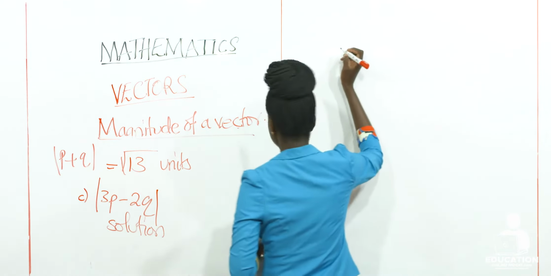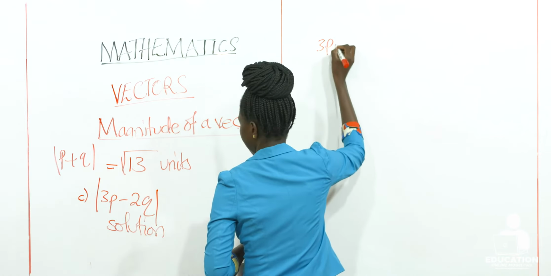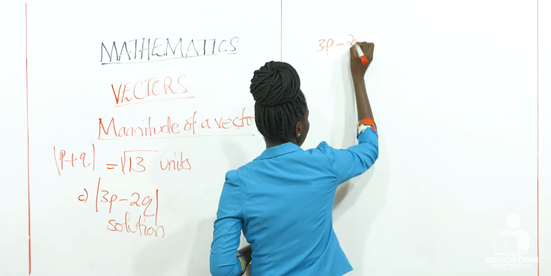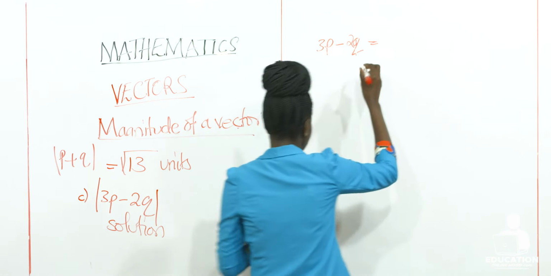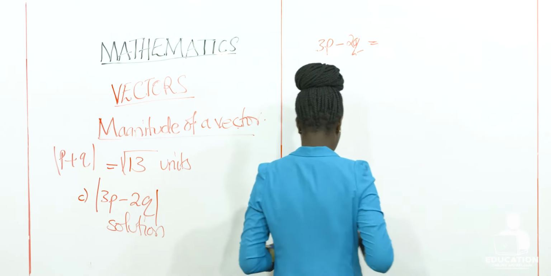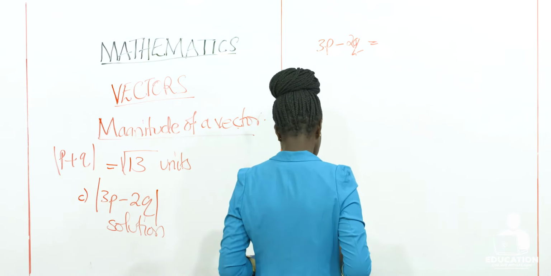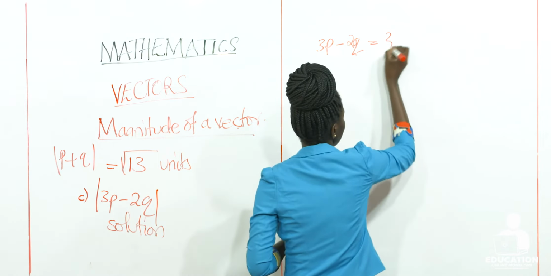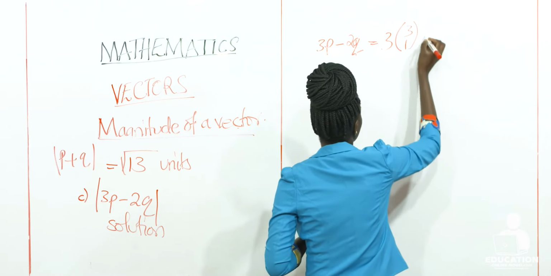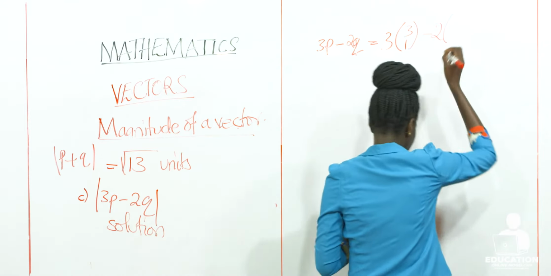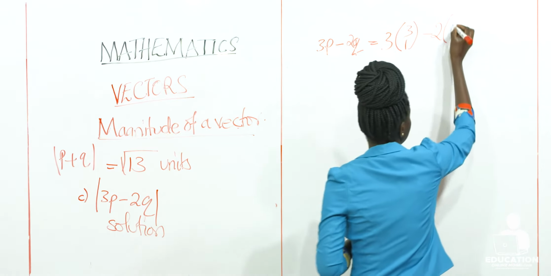So we're going to have this as 3p minus 2q. That's what we are finding. This should equal 3 into the value of p, which is (3, 1), minus 2 into the value of q, which is (-1, 2).